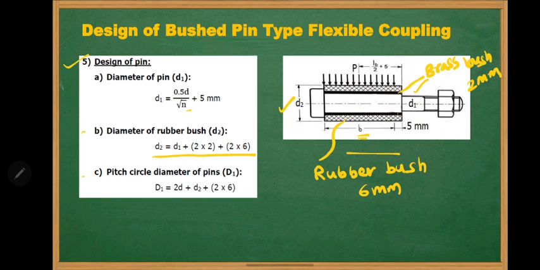Next is the third point, the pitch circle diameter of the pins. The pitch circle diameter of the pins is calculated by using this equation: D1 = 2 times the diameter of the shaft plus the diameter of the rubber bush plus 2 multiplied by 6, that is the 6 mm rubber bush thickness.